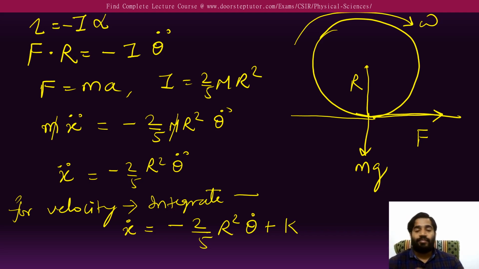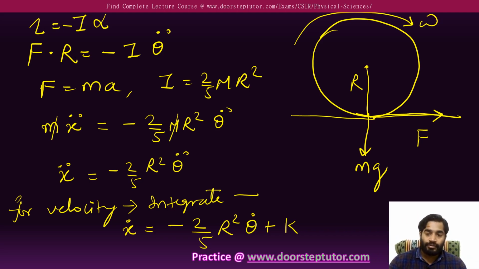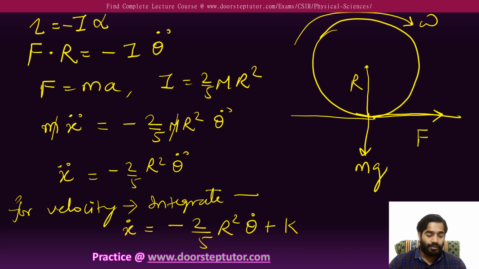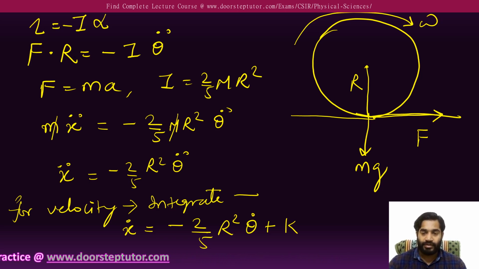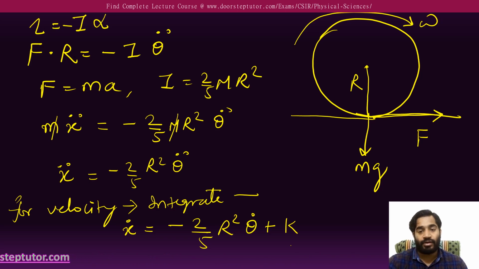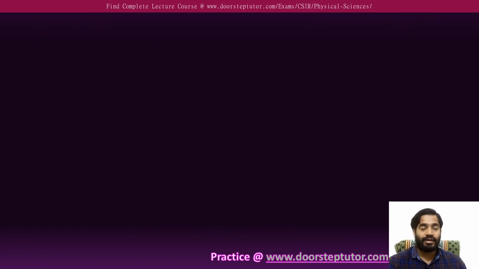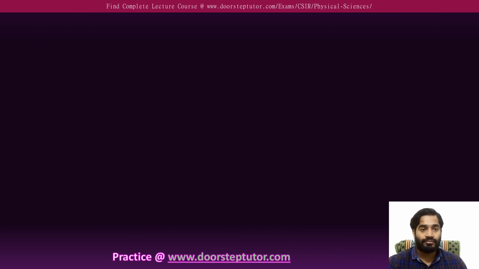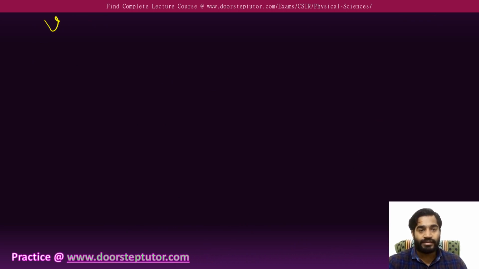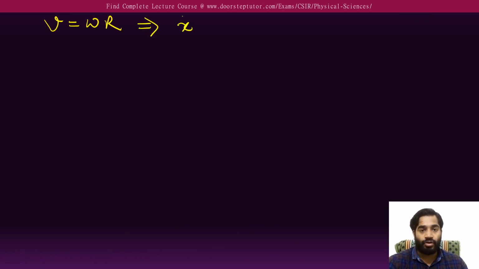Now there is a velocity responsible for the sphere to be rolling, and that velocity is v equals omega r. Fine, this is what v equals omega r. Or can I write this in a different way? I can write v equals omega r as x dot equals omega r, that is, r theta dot.